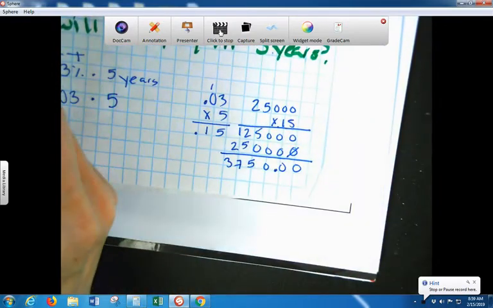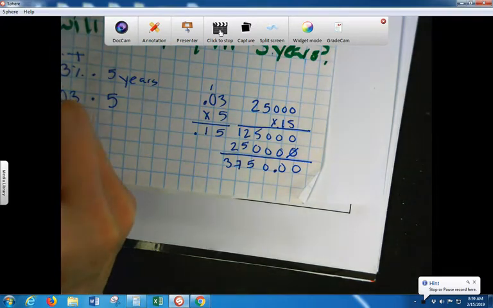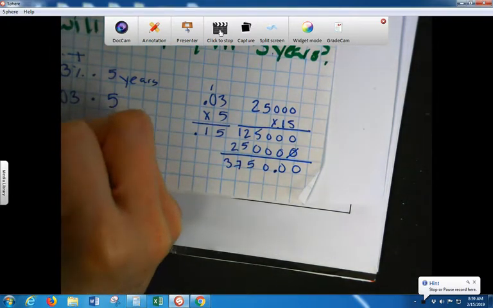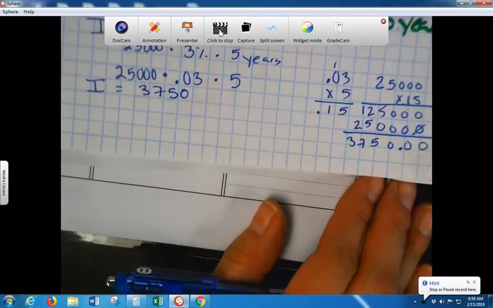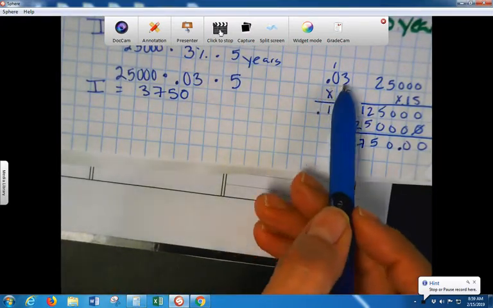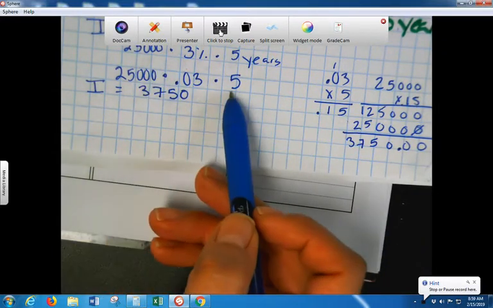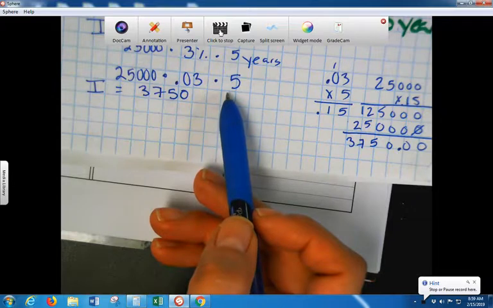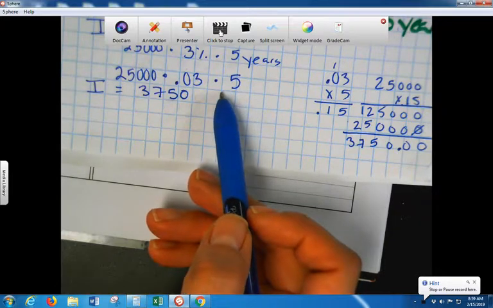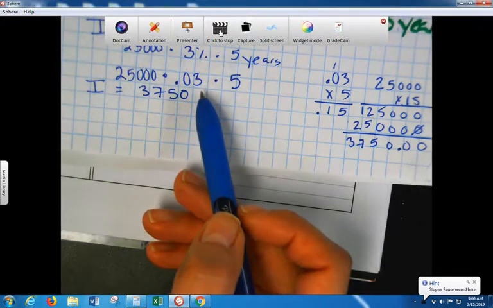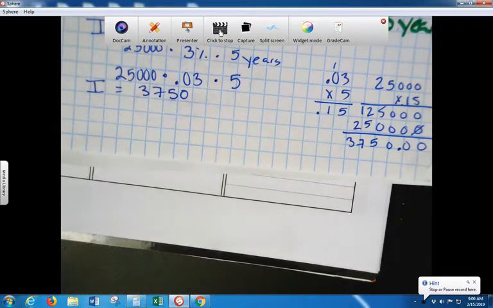So how much interest? 3,750. Did it matter which two numbers I multiplied? No. I multiplied 0.03 times 5 and got 0.15. If you multiplied 25,000 times 5 and got 125,000, then multiplied by 0.03, we still get the same answer, right? As long as we're, of course, multiplying correctly.